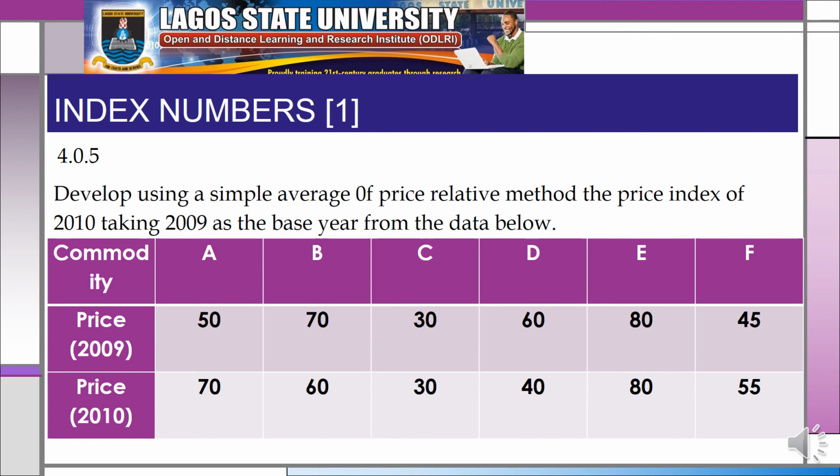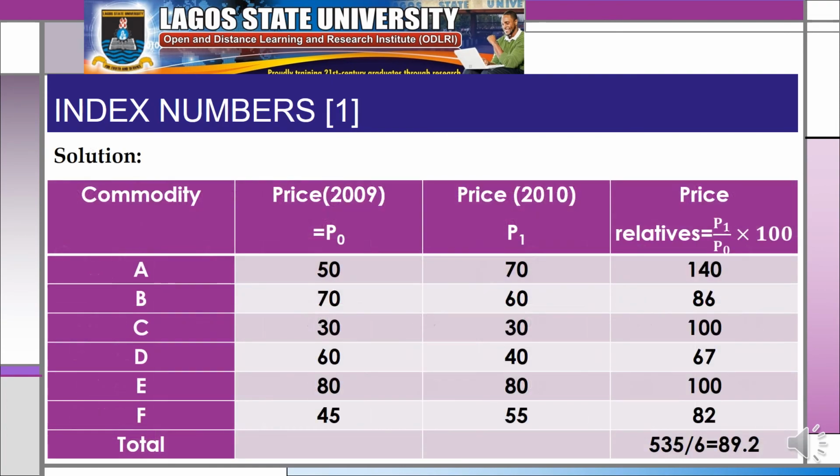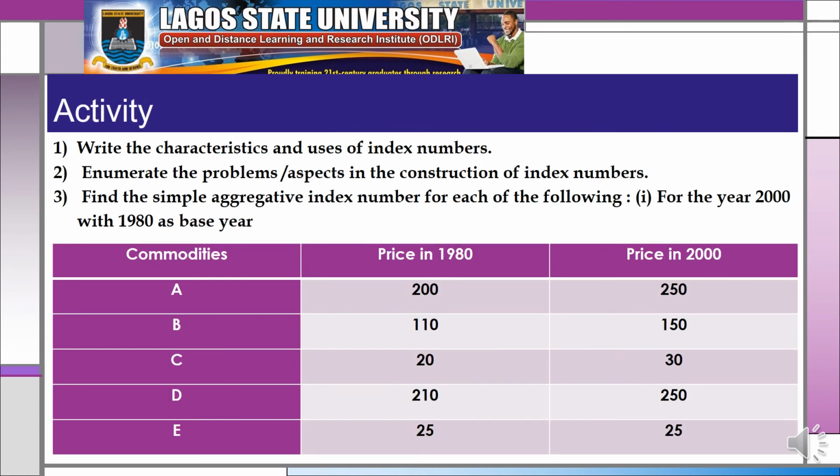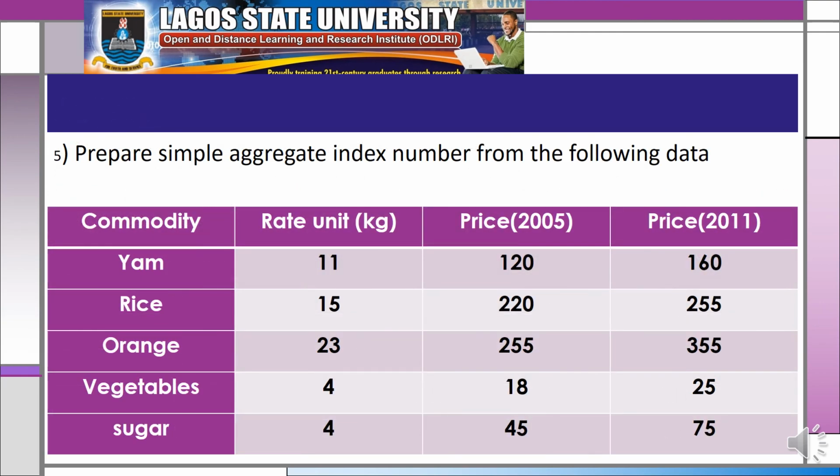We have another example. Develop, using the simple average of price relatives method, the price index of 2010, taking 2009 as the base year. You have the following table here. The calculation is done in the last column, which is the fourth column. Then the price index for 2010 is 89.2. You have the following activity: using the above method we have used, calculate the average price index, commodity index.